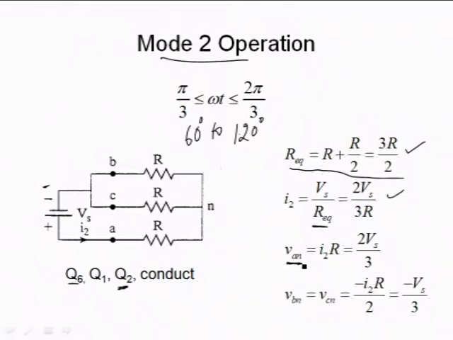But what is VAN here? Only A is connected to positive. It is I2 multiplied by R. What is I2? 2 by 3 Vs by R. So, this is the magnitude you are getting for VAN. Here VAN is equal to 2 Vs by 3. What about VBN and VCN? This is with respect to neutral. VBN and VCN are the same. See here VBN and VCN are negative because they are connected to the negative of the DC source. What is the magnitude of VBN, VCN? It is minus Vs by 3.